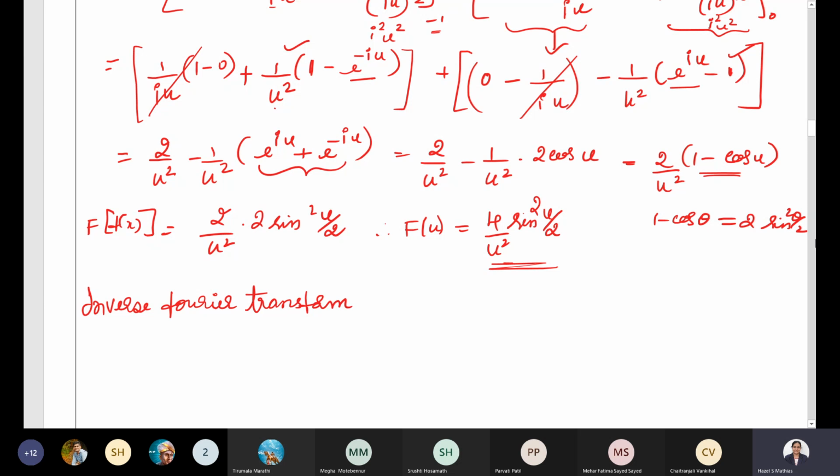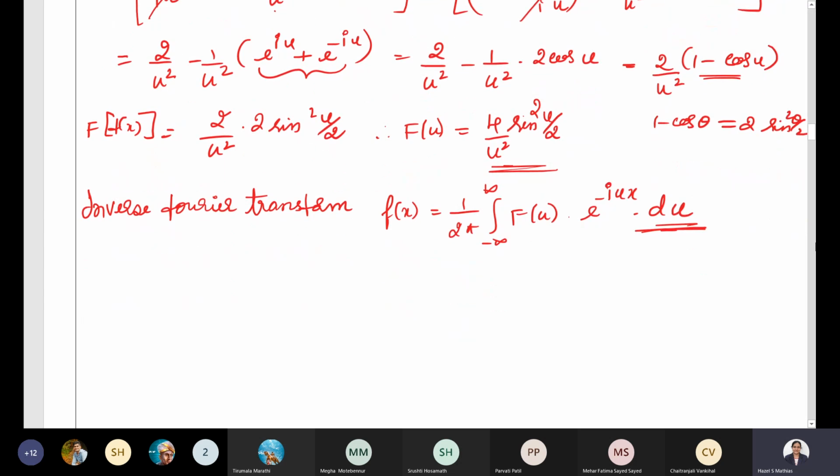The inverse Fourier transform formula is given by f(x) equal to 1/2π integral from minus infinity to plus infinity of f(u) e^(-iux) du. Always remember this is du. Do not write it as dx. I might have written it somewhere by mistake, but please correct it. f(x) is the integral from minus infinity to plus infinity of f(u) e^(-iux) du.